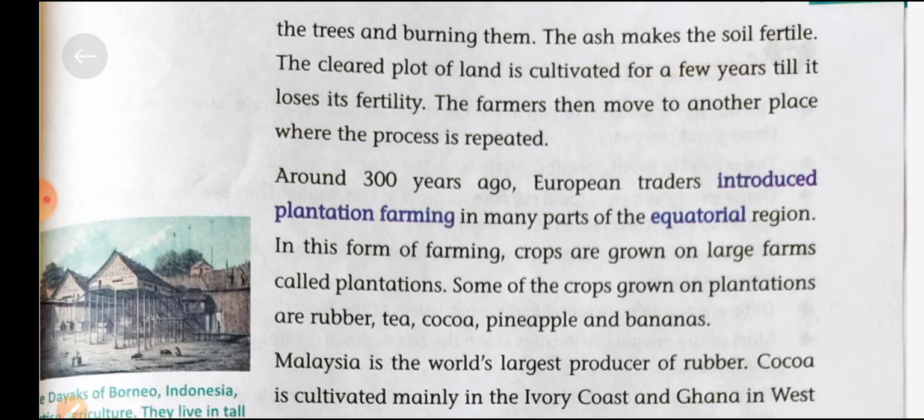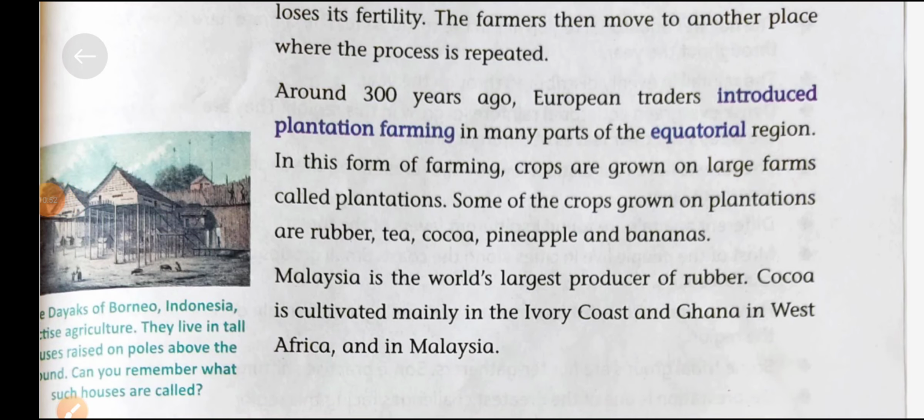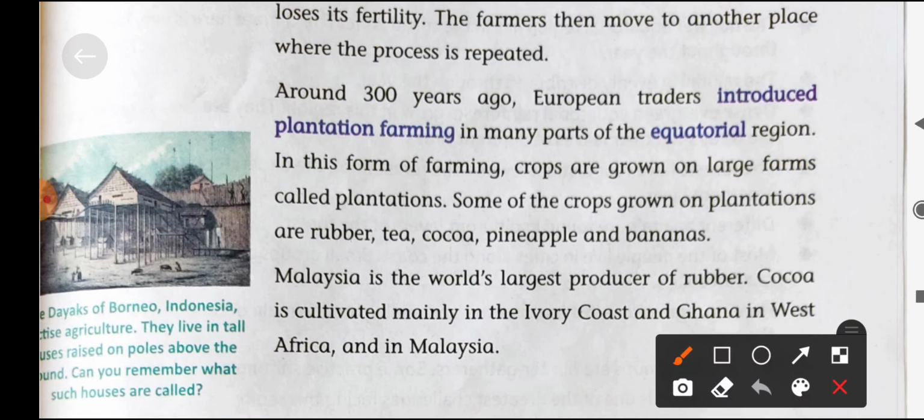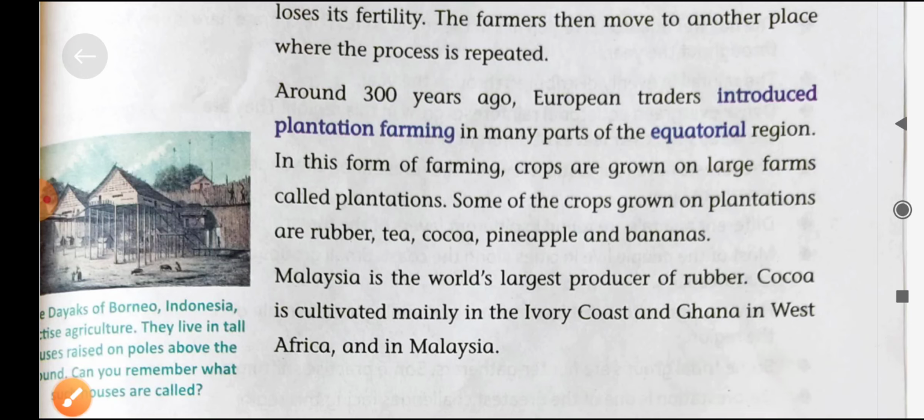Some of the crops grown on plantations are rubber, tea, cocoa, pineapple and bananas. Malaysia is the world's largest producer of rubber. Rubber is produced in Malaysia in large quantity. It is the first largest producer in the world.